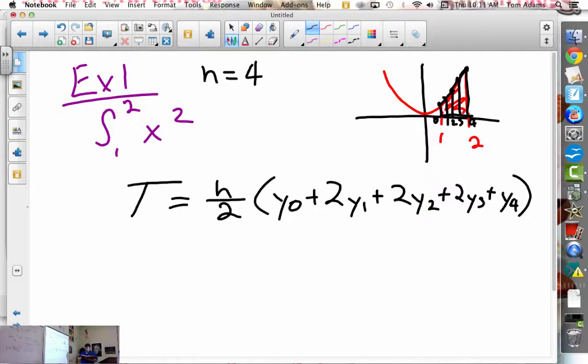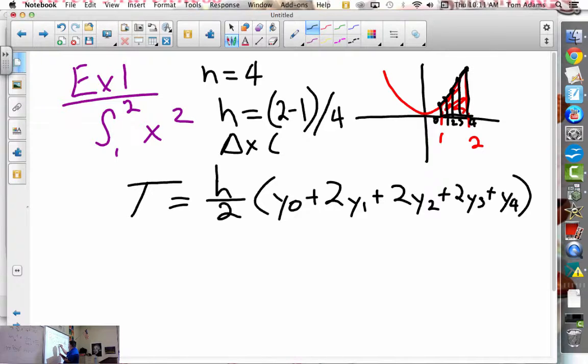So the first thing I want to do is figure out what h is. Now we can calculate h. Let me make my h a little more profound. This h can be calculated by taking the upper limit, which is 2, subtracting the lower limit, and dividing by 4. Now we say h, really that is the height, but that's also delta x. So if you don't remember the formula, delta x is equal to b minus a divided by n. And so my h value is actually 1/4. So 1/2 of 1/4 is just 1/8.